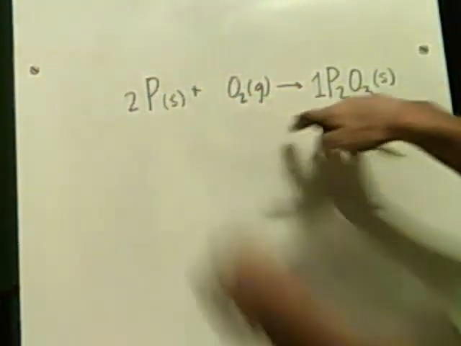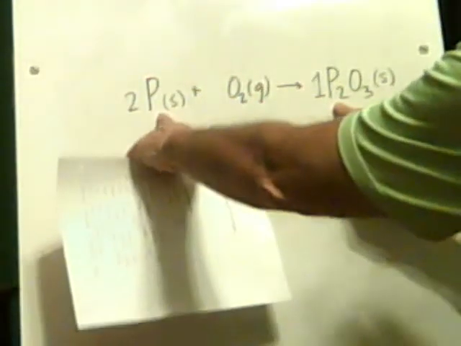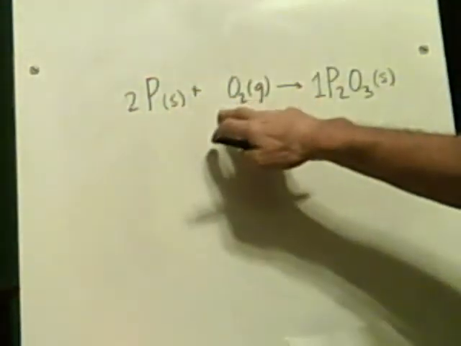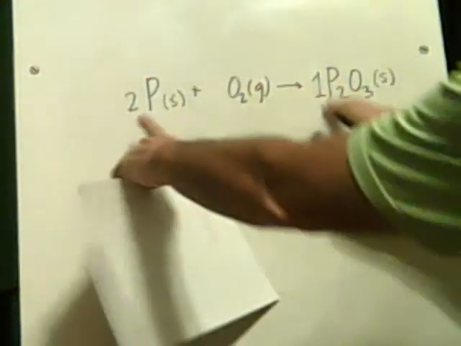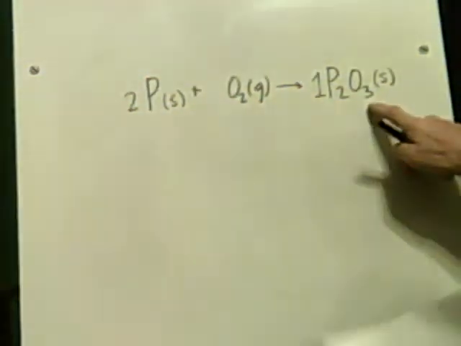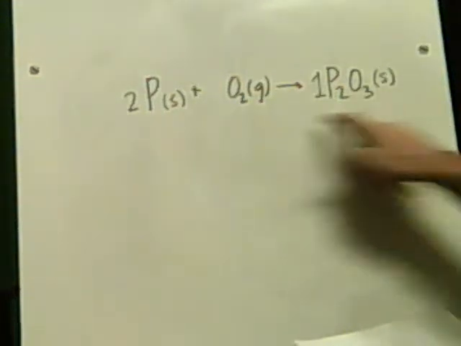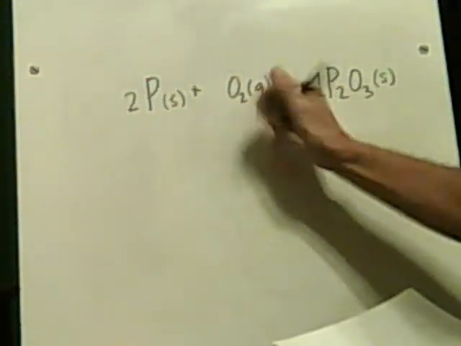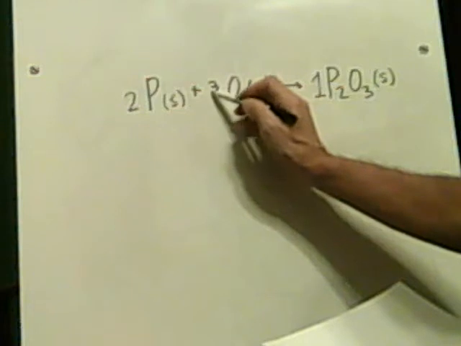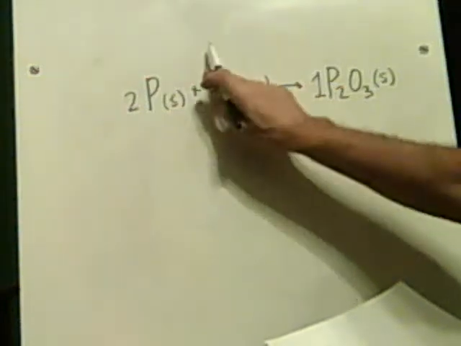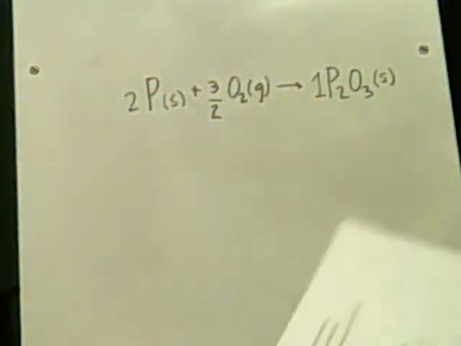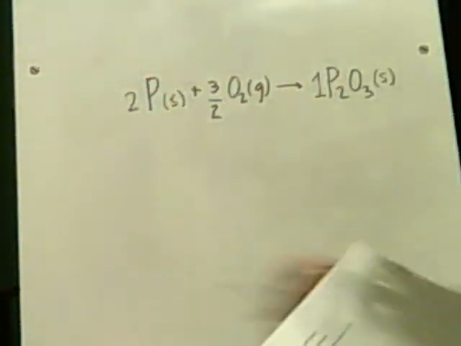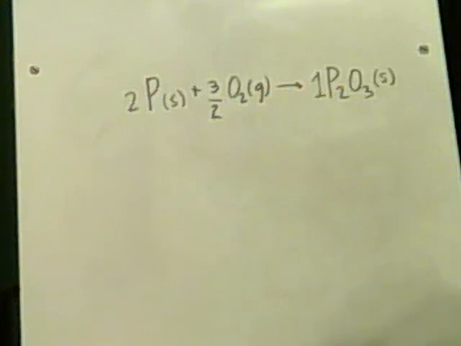So now the phosphoruses are balanced. Now the only thing I'm going to change is this. That's the only thing I'm allowed to change to balance it. The other ones I've already assigned. All I have left to balance is the oxygen. I have 3 here, and then I have 2 here. So I'm going to have to multiply this by 3 halves. And that is a balanced equation, but we need to have small integer numbers.